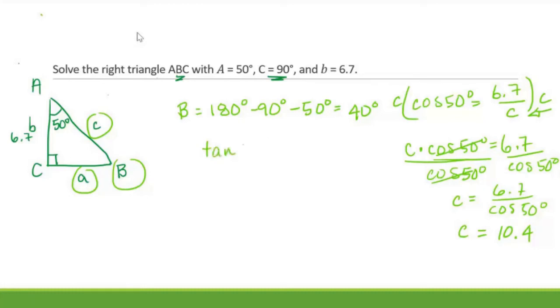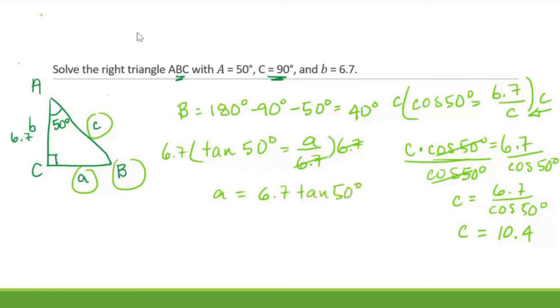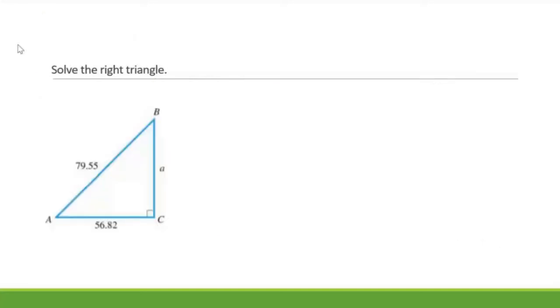So we know that the tangent of 50 degrees was A over 6.7. So we have one unknown out of the three, so we can use the tangent of 50 degrees to solve for A. A is already in the numerator. Its only problem is it's being divided by 6.7. So to isolate A, we only need one step, and we're going to multiply both sides by 6.7. So that cancels from the right-hand side, and we find that A is equal to 6.7 times the tangent of 50 degrees. So A is equal to 7.98.